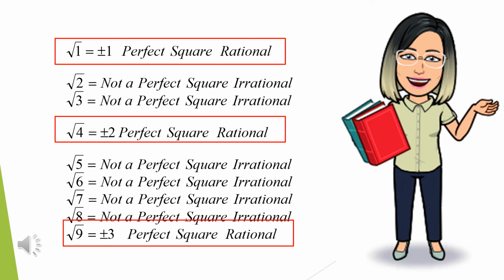How do we know whether the number is not a rational number? A number is not a rational number if it is not a perfect square, and we call it an irrational number. What are the irrational numbers? We have square root of 2, square root of 3, square root of 5, square root of 6, square root of 7, and square root of 8.